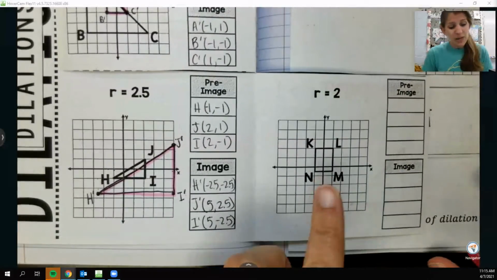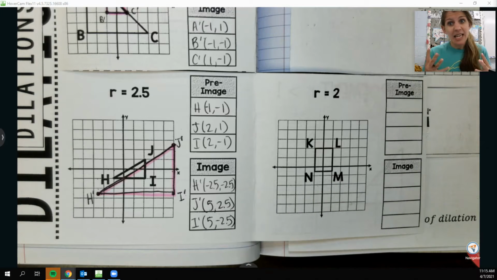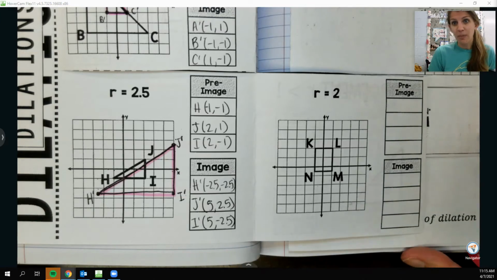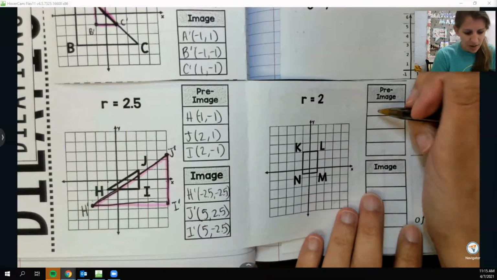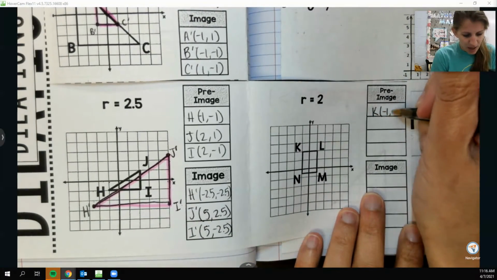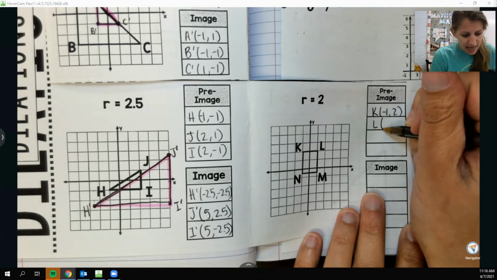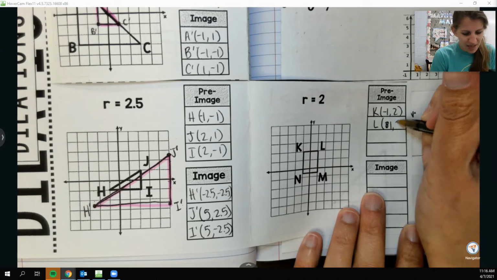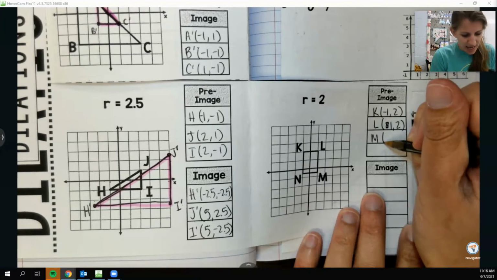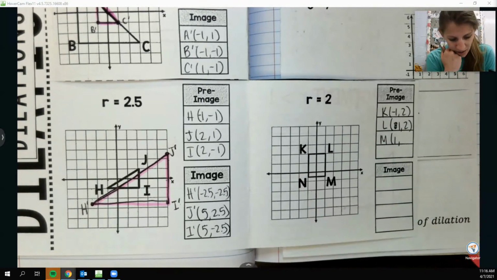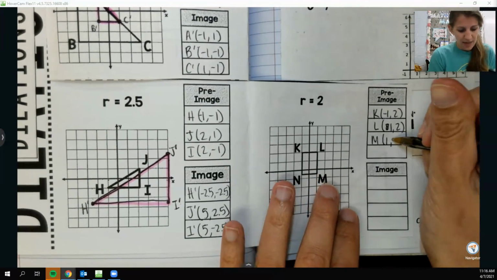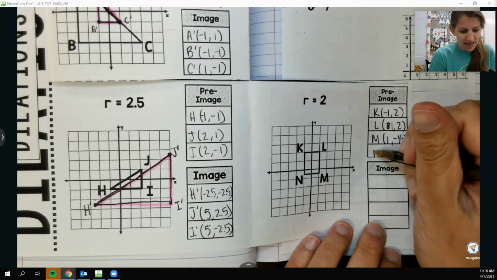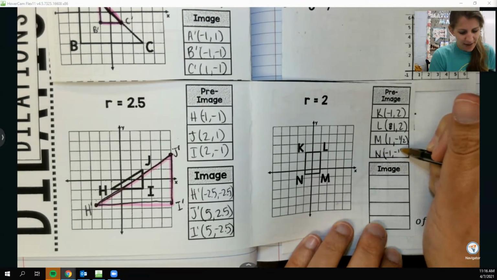Like with this one here, this rectangle is going to start a small rectangle, but it needs to end a big rectangle. It shouldn't magically change to a parallelogram or a trapezoid. And again, we are enlarging because this is bigger than 1. So K is at negative 1, comma 2. L is at 1, comma 2. M is at 1, comma, we're going to assume that that's right in the middle of the square, so 1, comma negative 1/2. And then N is at negative 1, comma negative 1/2.